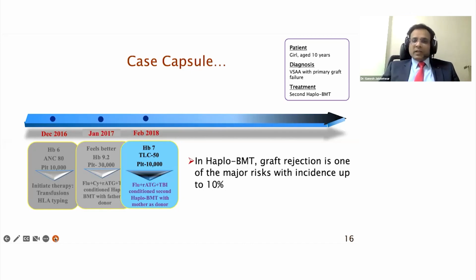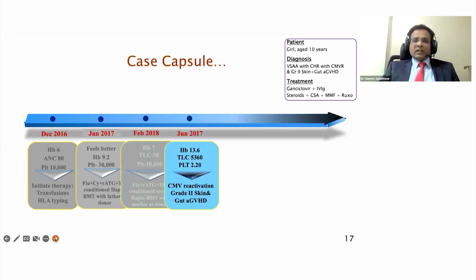We escalated the dose of rabbit ATG to the mega dose of rabbit ATG, 10 milligram per kg. We gave fludarabine 160 milligram per kg. We increased the dose of TBI to 4 gray from previous 2 gray. So in this way, we intensified the immunosuppression to ensure the chances of engraftment in second transplant. And you can see 1 month post transplant, she has nicely engrafted. The second transplant was successful.